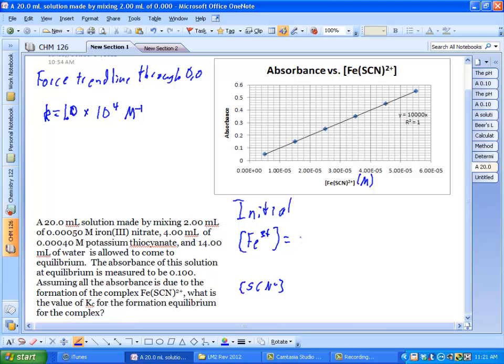So what are we going to do? Well, for the iron 3, what did we do? We took 2 milliliters of the 0.00050 molar solution. Actually, I should say that's 2.00 milliliters. And we diluted it to a total volume of 20 milliliters. So that gives us, if we do the calculations, and let me just double check myself here.